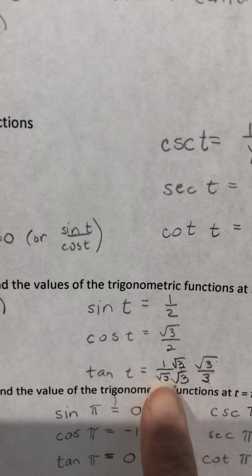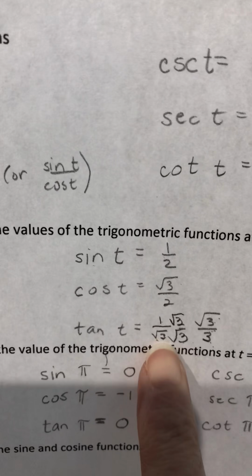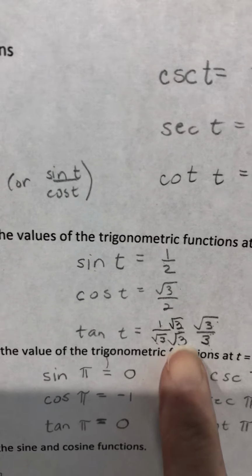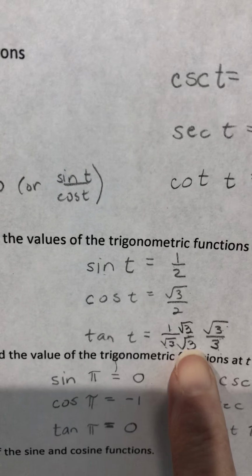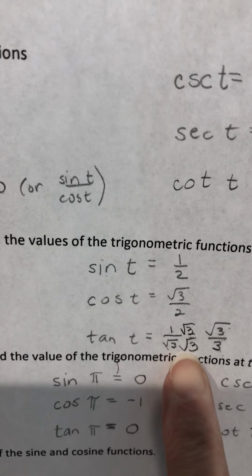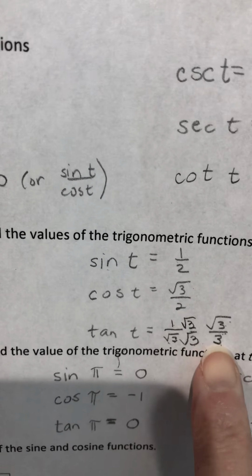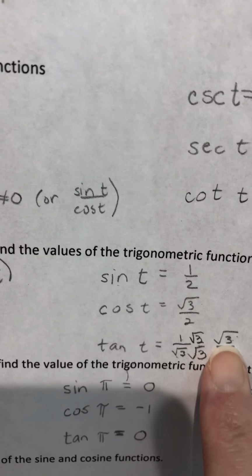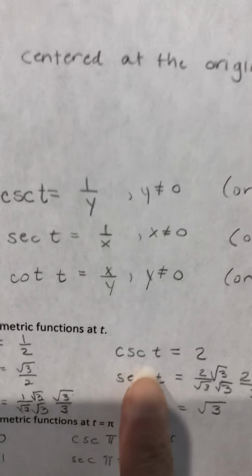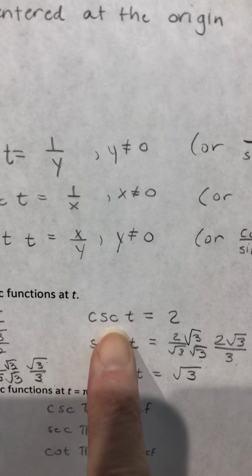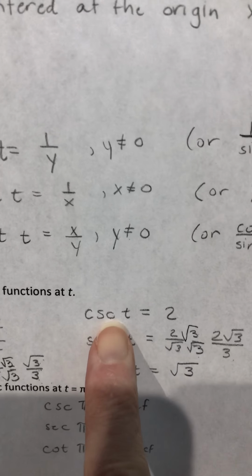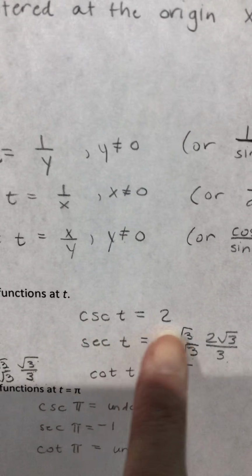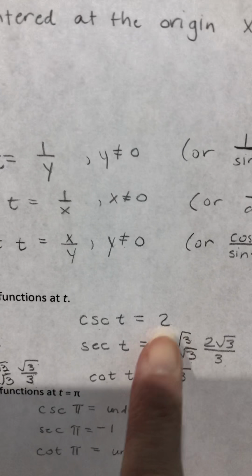But you never want to leave a radical in the bottom of a fraction. So you do that thing called rationalizing the denominator, where you multiply the top and bottom by radical 3, because radical 3 times radical 3 is 3. And then 1 times radical 3 is radical 3. Now, the cosecant is 1 over y. So it's 1 divided by 1/2, which is just 2.